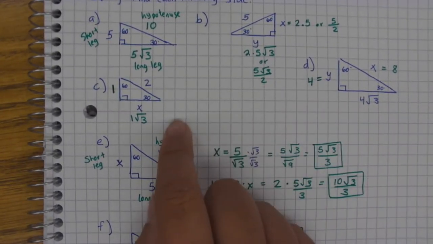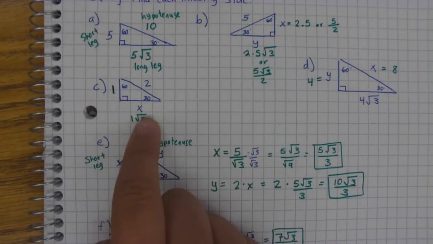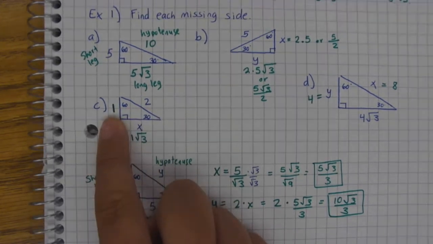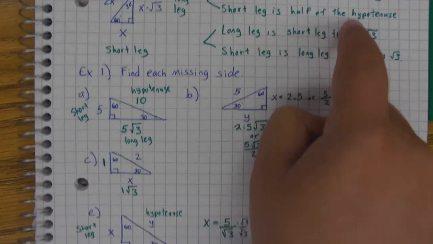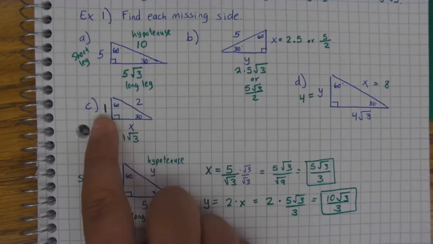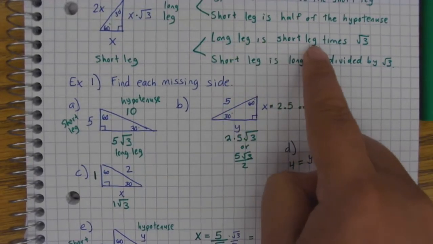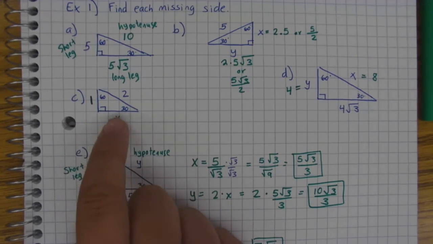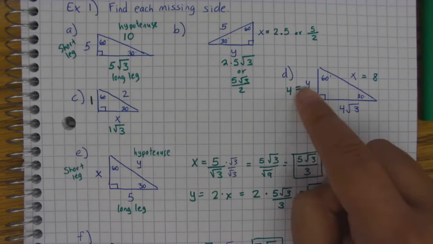Let's look at letter C. They give us the hypotenuse, and we need to find the short leg and the long leg. So the hypotenuse is 2. The short leg has to be half as big, right? The short leg is half of the hypotenuse. So the hypotenuse is 2, the short leg is 1, and then the long leg has to be the short leg times square root of 3. So after you do a few of these, you're going to be able to do this really quickly. So the long leg is 1 times the square root of 3. And there you go.